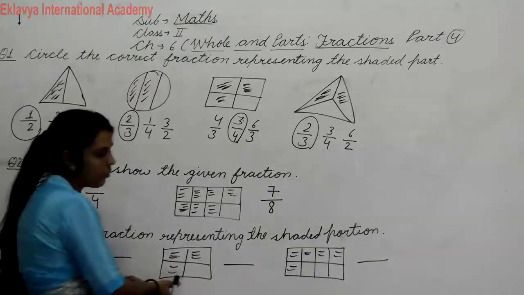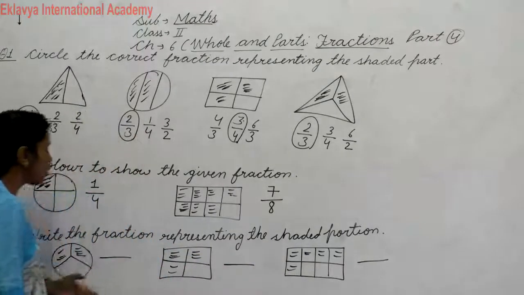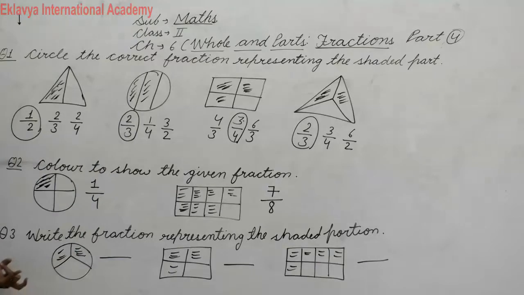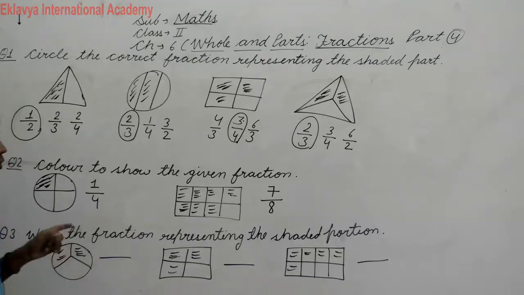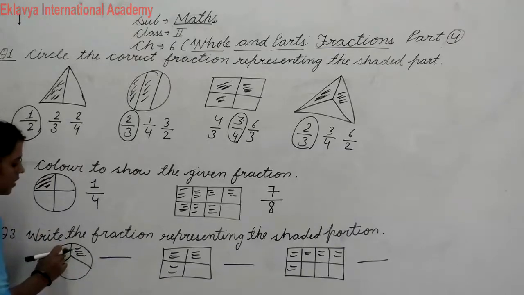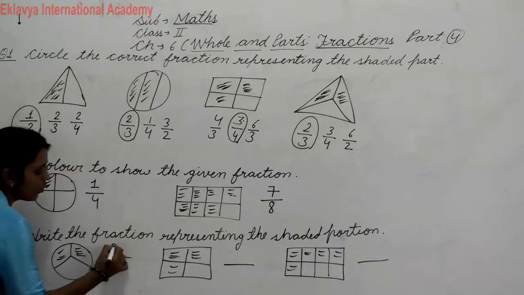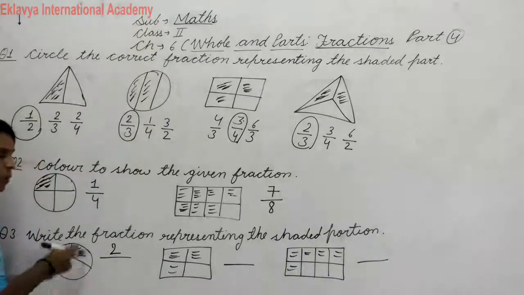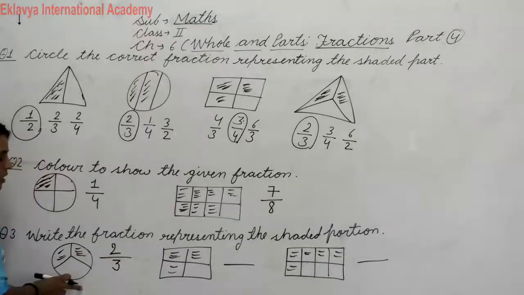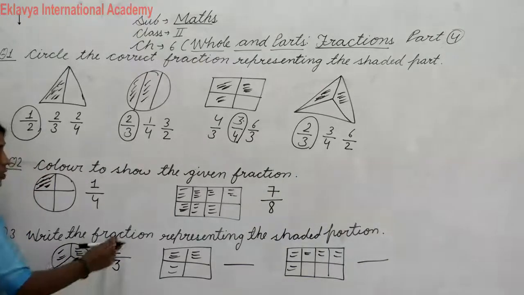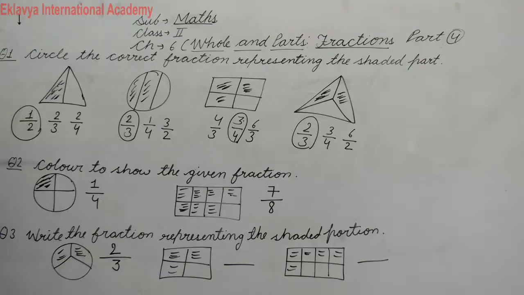Here also given you and here also given you. First of all you have to check which one is your numerator and which one is your denominator. I told you numerator is your shaded part and denominator is your total part. So yes, your shaded part is 1, 2. We will write 2 upper side and we will count all: 1, 2, 3. 3 is your total part. So this is your fraction of this picture, 2 upon 3.